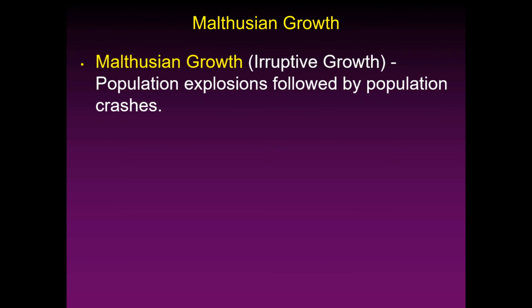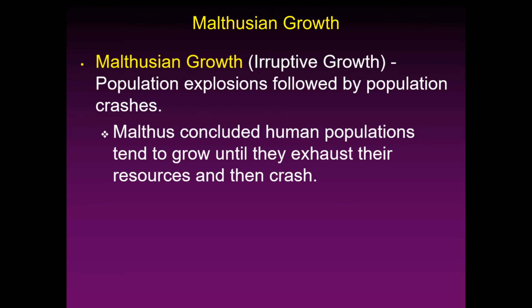So looking at Malthusian growth, this is also called interruptive growth or eruptive growth. So population explosion followed by population crashes. So Malthus concluded that human populations tend to grow until they've exhausted their resources and then crash. Notice, human populations.